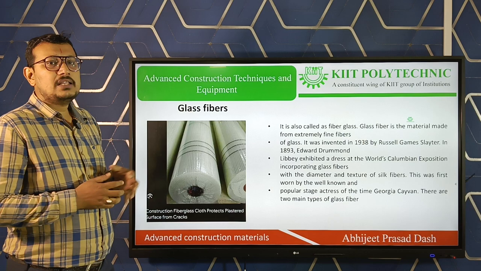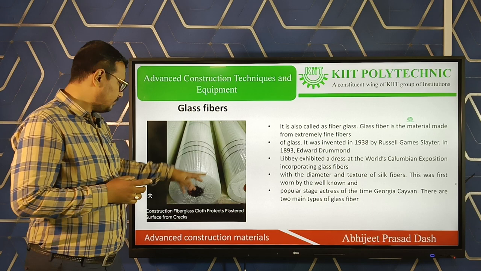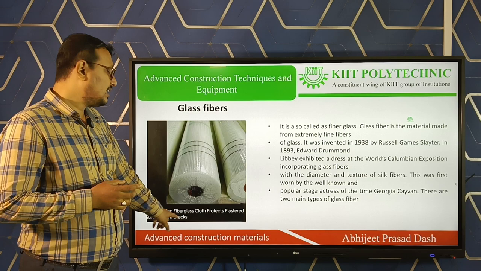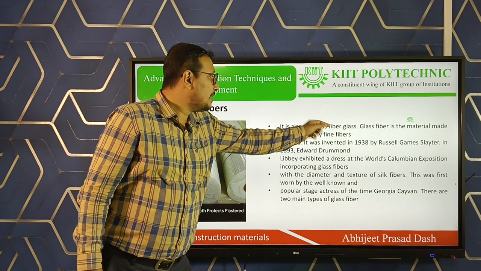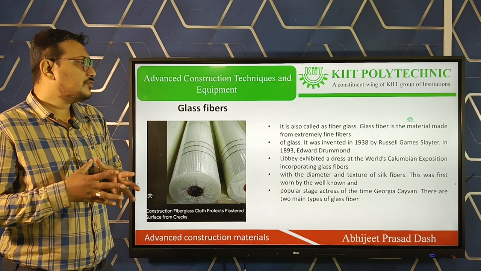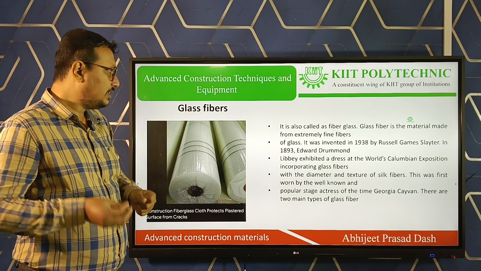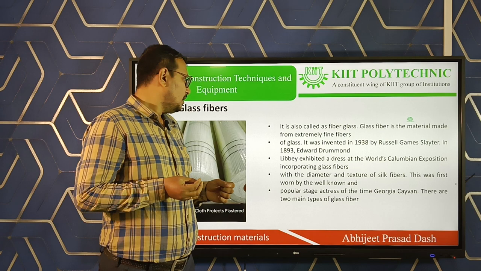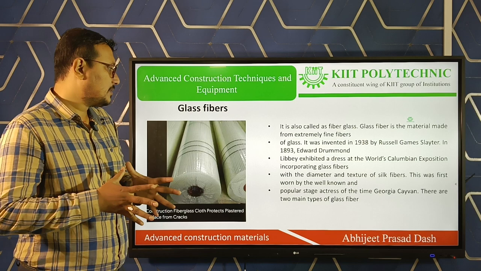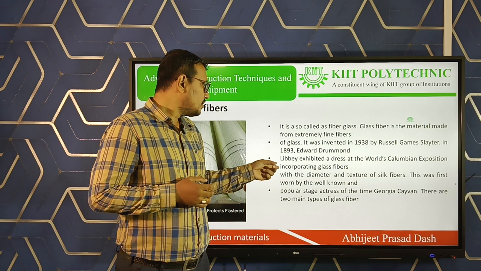Then, as we see, glass fibers. Glass fibers, you see here, are a construction fiber. Glass cloth protects plaster surfaces from cracks, as we see here. It is also called fiberglass. Glass fiber is a material made up of extremely fine fibers of glass. It was invented in 1938 by Russell Games. Later, in 1893, Edward Drummond Libbey exhibited a dress at the World's Columbian Exposition incorporating glass fibers. With the diameter and structure of silk fibers, it was first worn by the well-known and popular stage actress of the time, Georgia Cayvan.